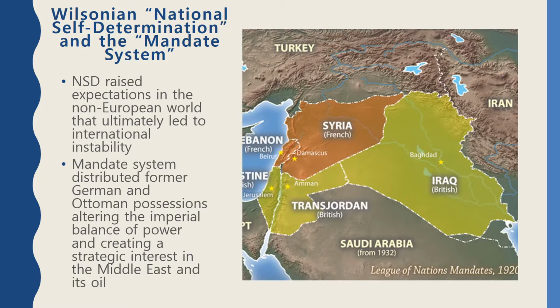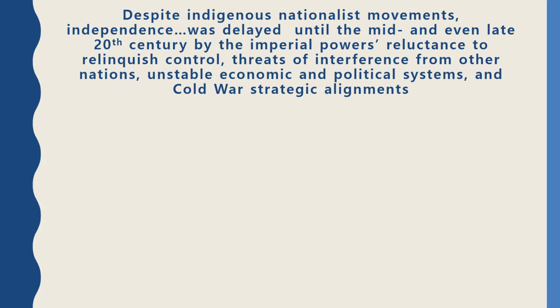And Iraq is a good example of that. You have a large percentage of Sunnis, Shiites, as well as Kurds in the northern part, which have led to instability in that particular area. And despite these movements, independence was usually delayed until the mid and even late 20th century by the imperial powers reluctant to relinquish control. There were threats of interference from other nations, unstable economic and political systems, as well as Cold War strategic alliances.